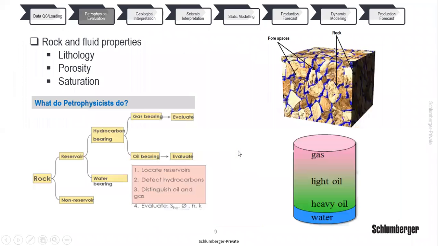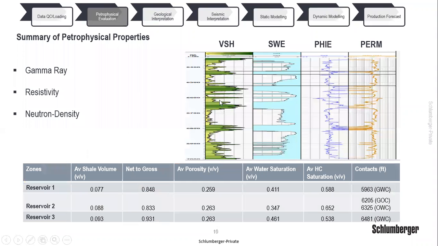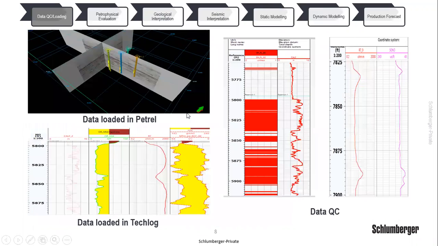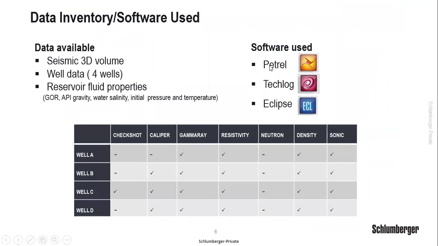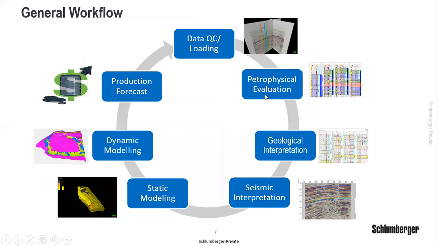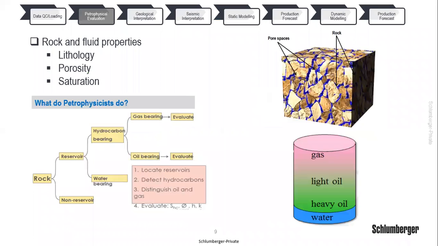Basically, this was done on Techlog. When I showed you this, I mentioned that Petrel was used for seismic interpretation and static model building, and Techlog was used for petrophysical evaluation, while Eclipse was used for dynamic simulation by the reservoir engineer. But I'll try to also look at it in terms of what you just mentioned.